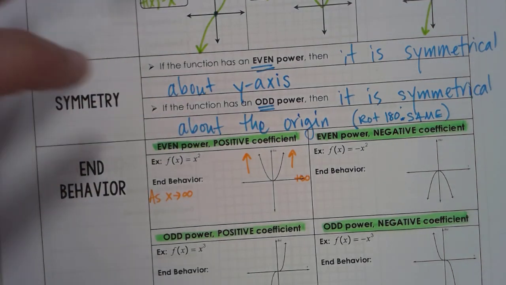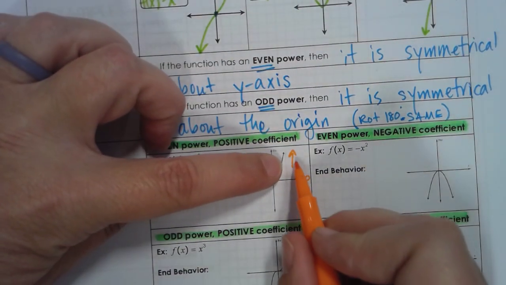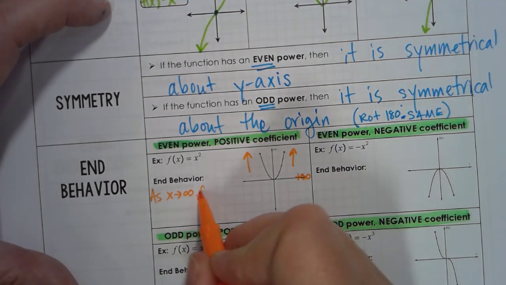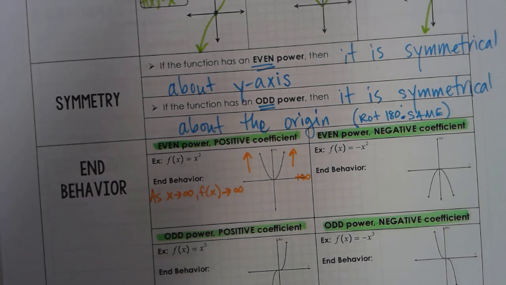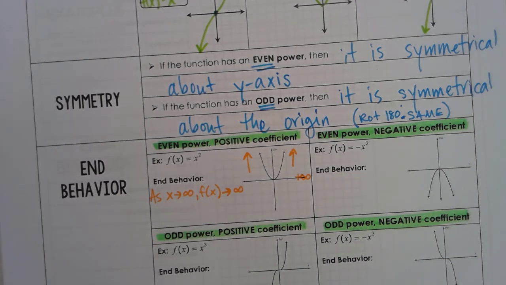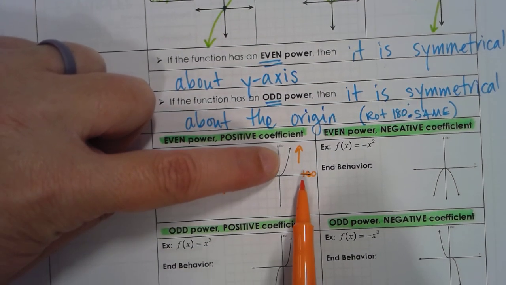And then, we're good, thank you. As x heads towards positive infinity, our function is going up. So f of x heads up towards infinity. The notes are over there. Okay. And the calculator.